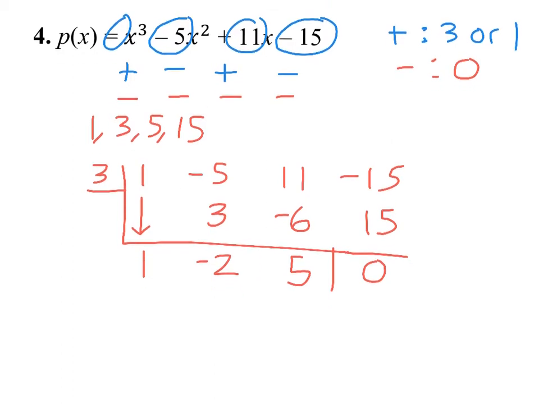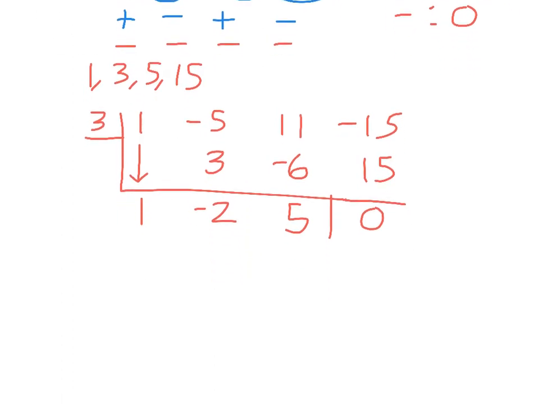And again, it looks like the depressed polynomial is not factorable. X squared minus 2x plus 5. 5 and 1 cannot make negative 2. So because the b value is even, let's try completing the square again.